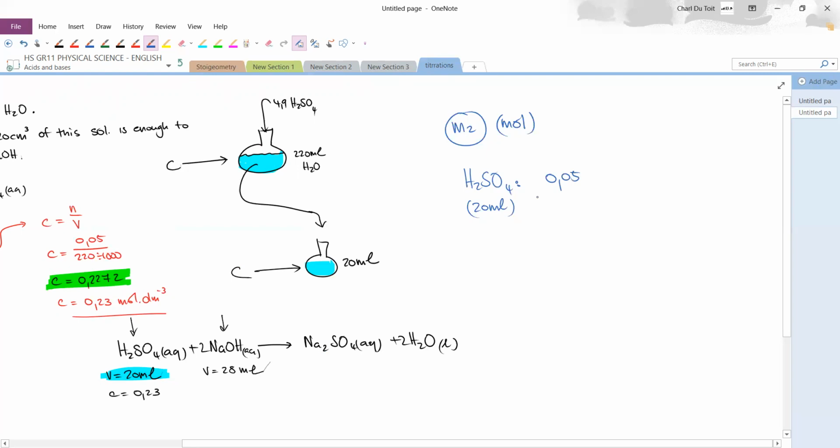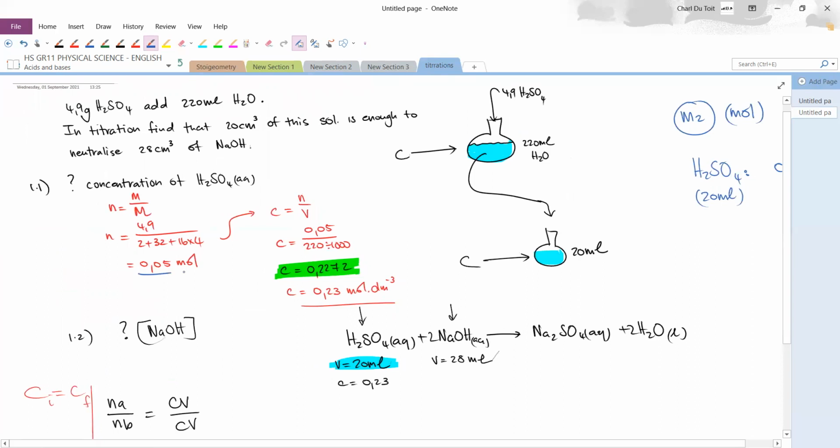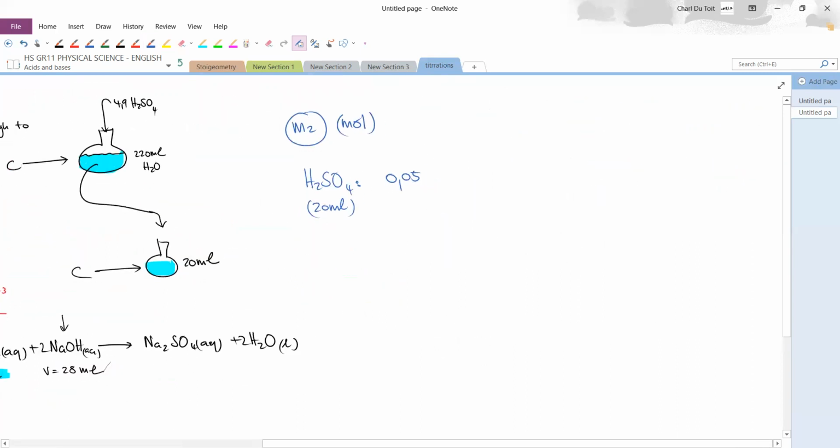Remember? Where is that? There. And I'm only using 20 milliliters out of the total 220 milliliters. You see that? So if I do that, 0.05 times only 20 out of the 220, I get 4.5454 mole. This is the amount of mole in the small jug. So this is the mole in the 20 milliliter flask.